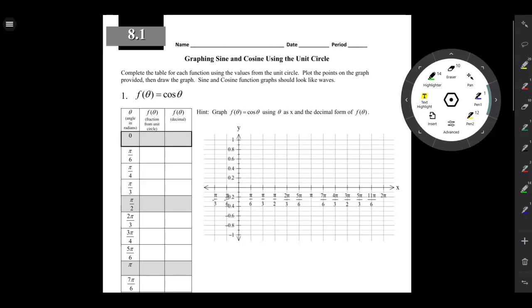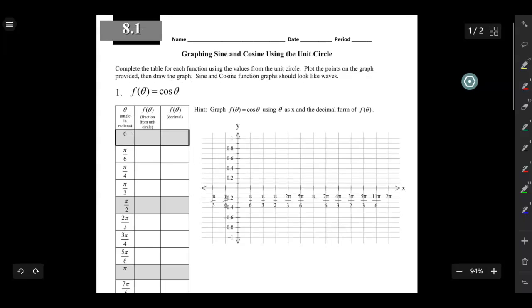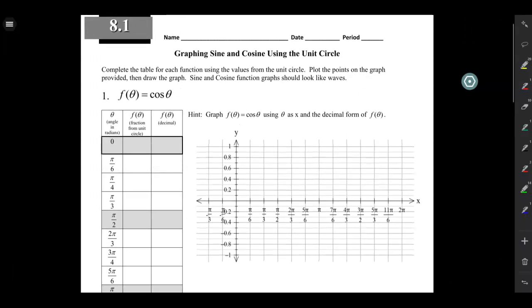In this video, we're going to talk about how to create the parent graphs of sine and cosine using the unit circle. So in case you have forgotten, we can find the sine and the cosine using the unit circle by looking at the x and the y coordinates. Your cosine is always associated with the x coordinate on the unit circle, and your sine is always the y coordinate on the unit circle.